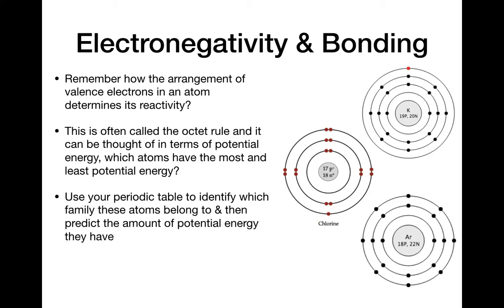So here I have 3 elements, K, chlorine, and Ar. So use your periodic table, figure out which family those 3 belong to, and then predict how much potential energy they are going to have. So pause the video and do that.